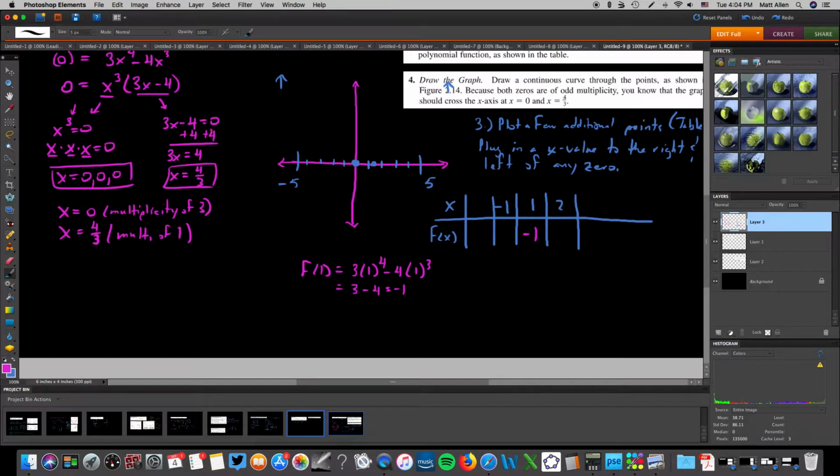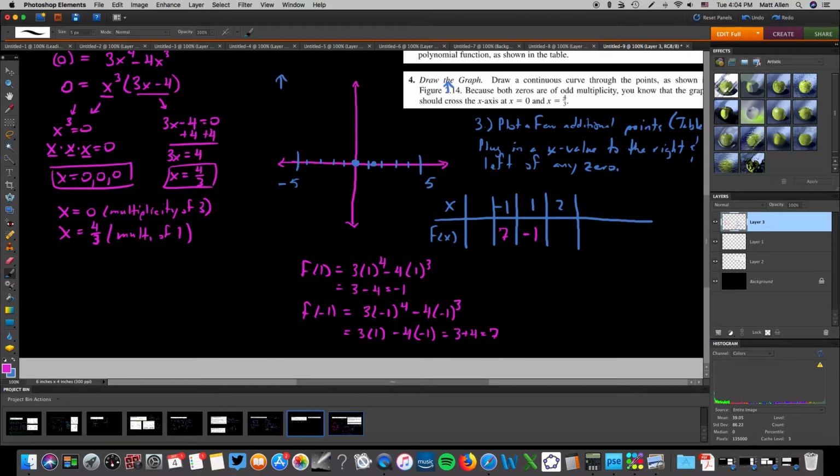Let's take a look at truly if I had plugged in a -1 for my x value here. What would we have gotten? So 3 times -1 to the 4th power minus 4 times -1 to the 3rd power. Let's do our exponents first. We get 3 times a +1 here, since we raised it to the 4th, and then minus 4 times a -1 here. So it looks like we get 3 plus 4. Looks like we're at a height of 7.